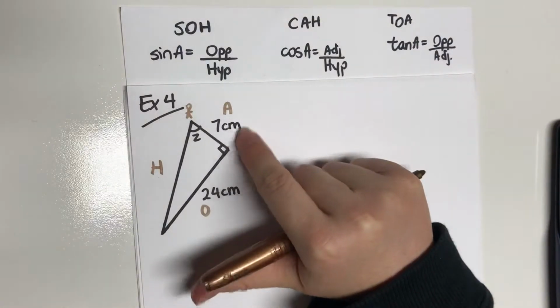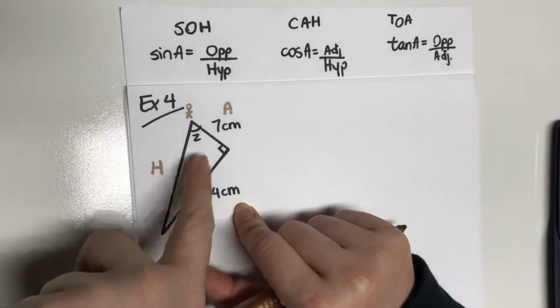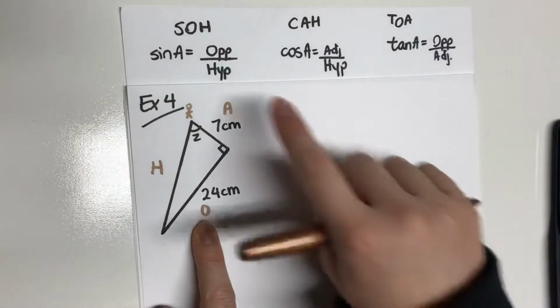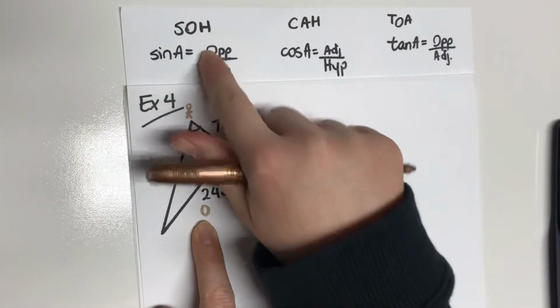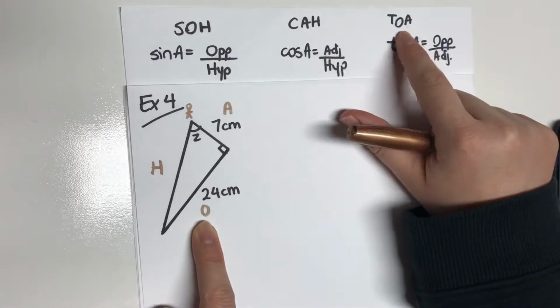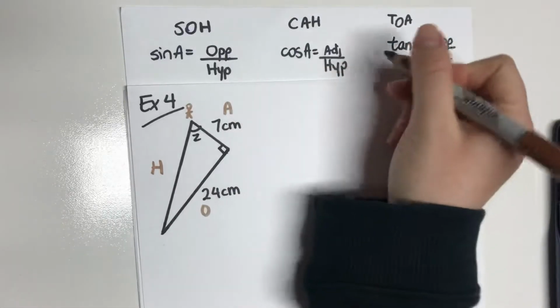So I have the adjacent side and I have the opposite side. I'm trying to find the missing angle. Adjacent and opposite. So I'm going to look at, well, this is opposite and hypotenuse, so not that one. Adjacent and hypotenuse, not that one. Opposite and adjacent, that's what I'm looking for. So that's what I want to work with.